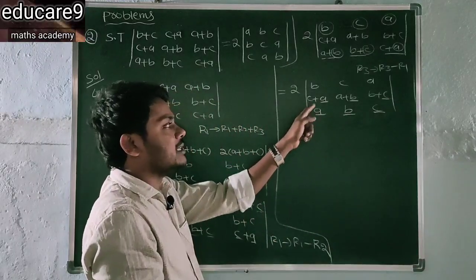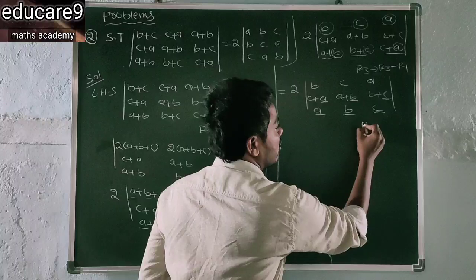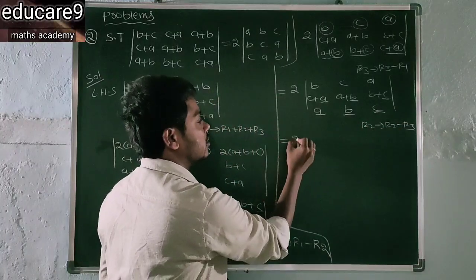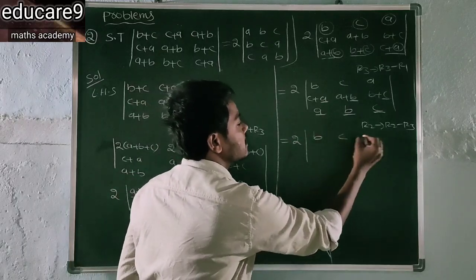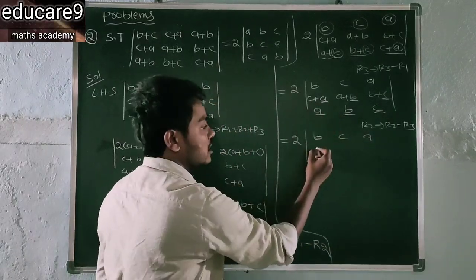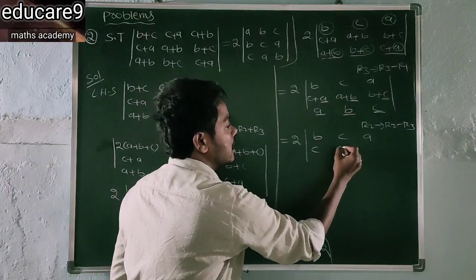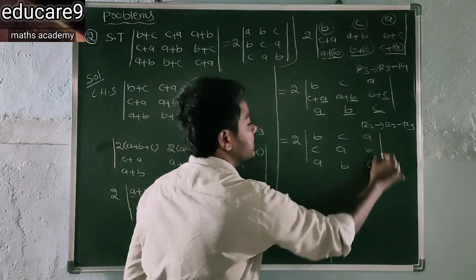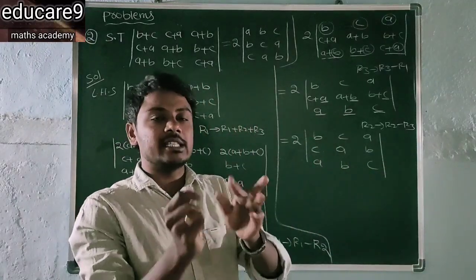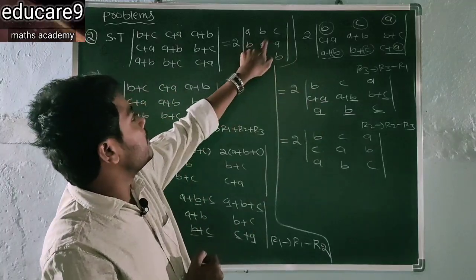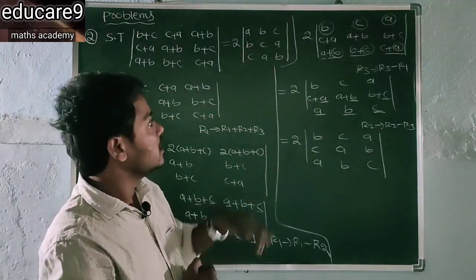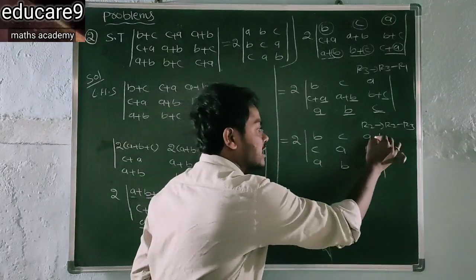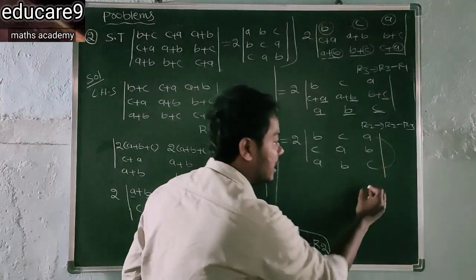So do R2 minus R3. Therefore R2 implies R2 minus R3. So this is 2 times of B, C, A, C plus A minus A, C, A plus B minus B, A, B plus C minus C, B, A, B, C. So clearly all terms are single terms. But what is your answer? ABC, BCA, CAB. Here ABC is in the first row, but here in the last row. So interchanging R1 and R3.